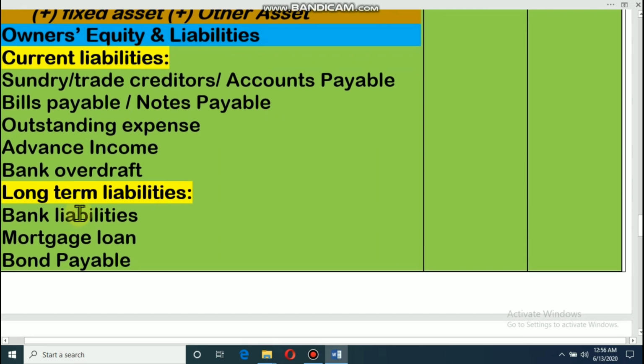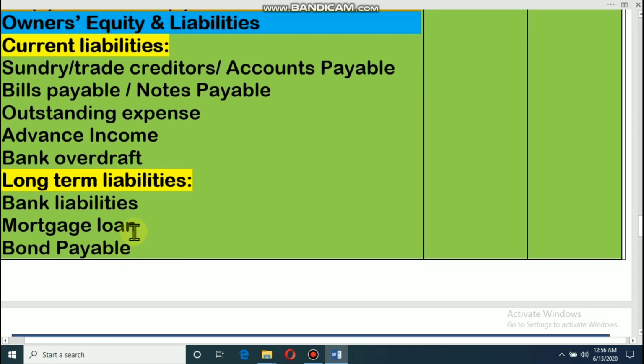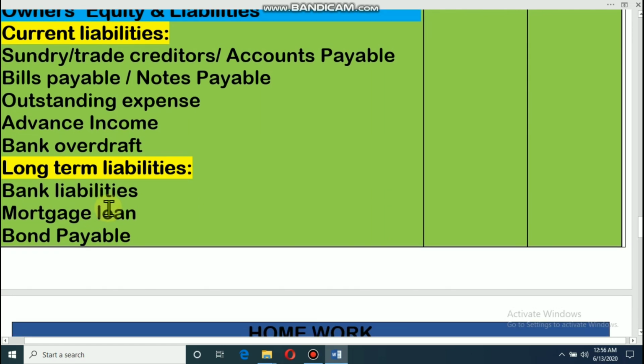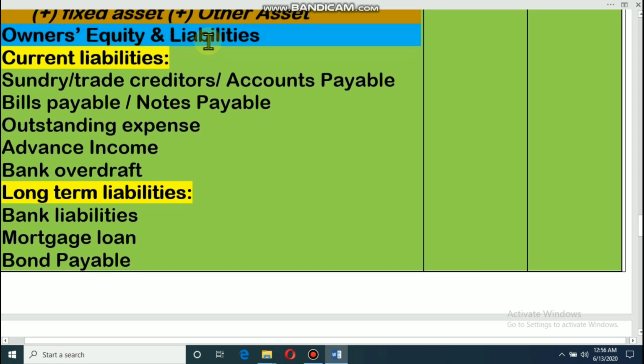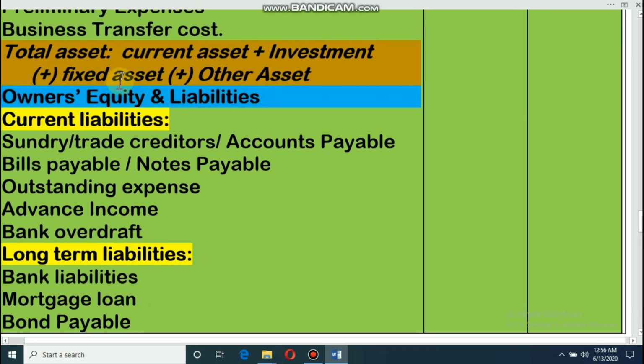Then long-term liabilities: bank liabilities, mortgage loan, bonds payable. That means this type of liability we have to pay after a long time, like 5 years, 10 years, 20 years. That's why it is called long-term liabilities. Dear student, so owner's equity and liabilities will be equal to the total of asset. That is called the financial position. In an organization, whatever total asset we have will be equal to owner's equity and liabilities.